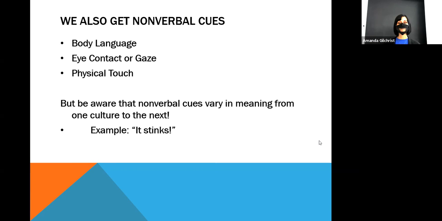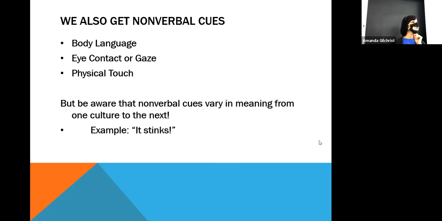But here's something that you need to know. Be aware that nonverbal cues vary in meaning from one culture to another. So, for example, if you do a good job in class, I can give you a thumbs up, right? I'll give you a thumbs up. Do you realize in certain cultures that this is offensive? Thumbs up can be offensive in other cultures.